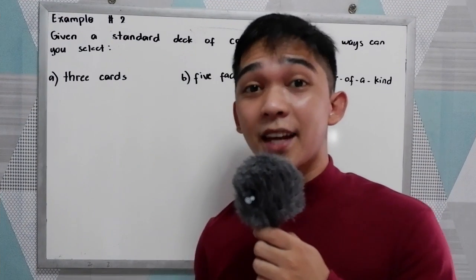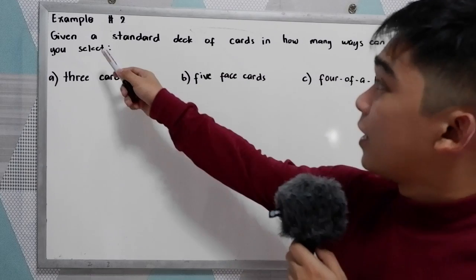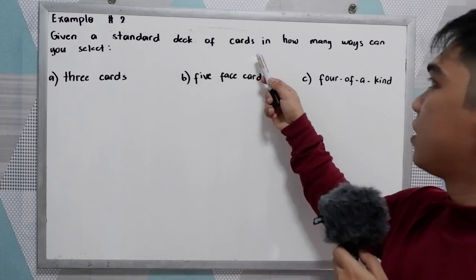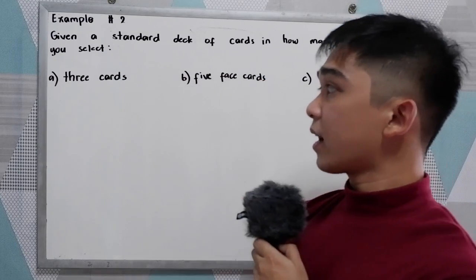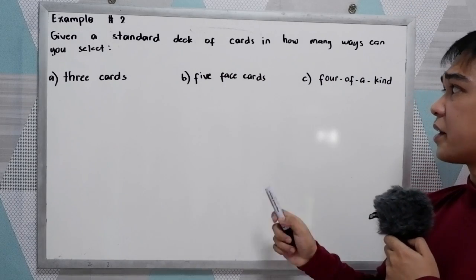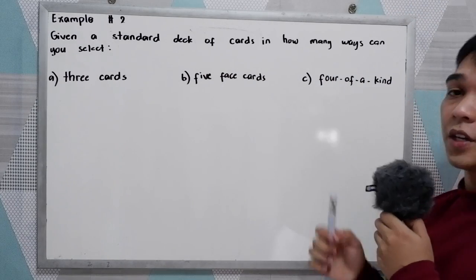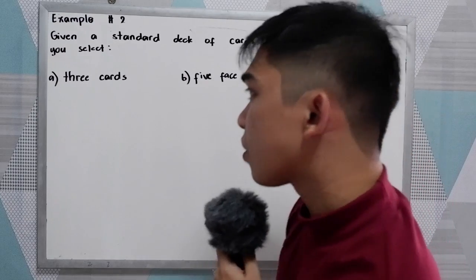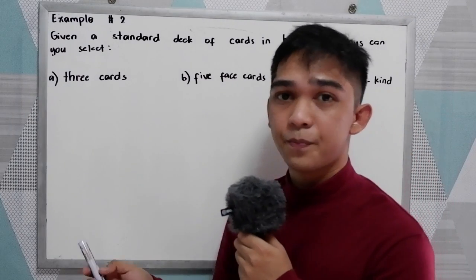Now let's have our second example. Given a standard deck of cards, in how many ways can you select: letter A, 3 cards; letter B, 5 face cards; and letter C, 4 of a kind. Let's try to solve letter A, 3 cards.